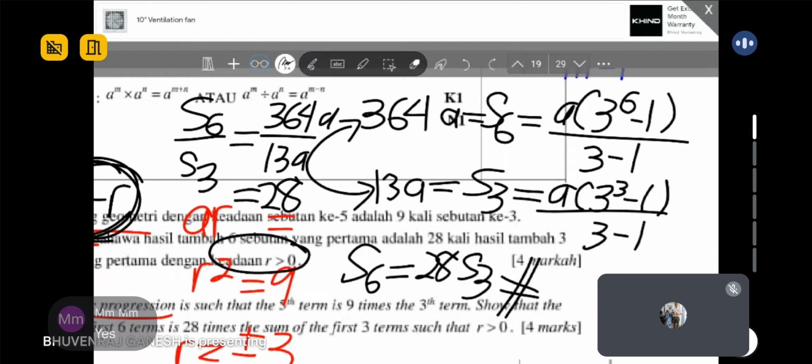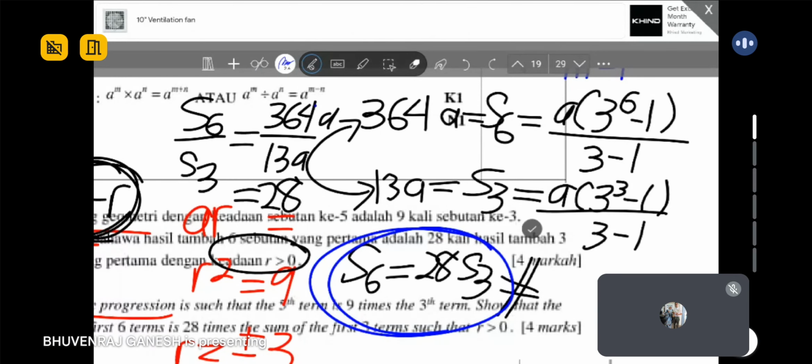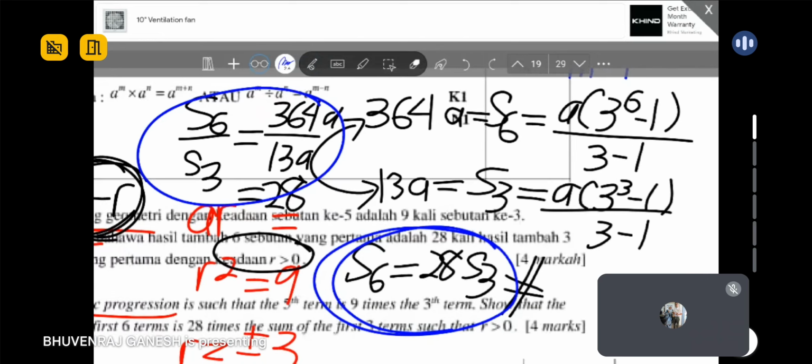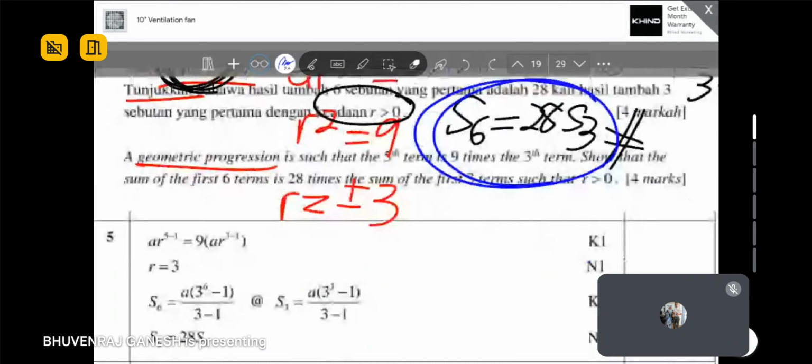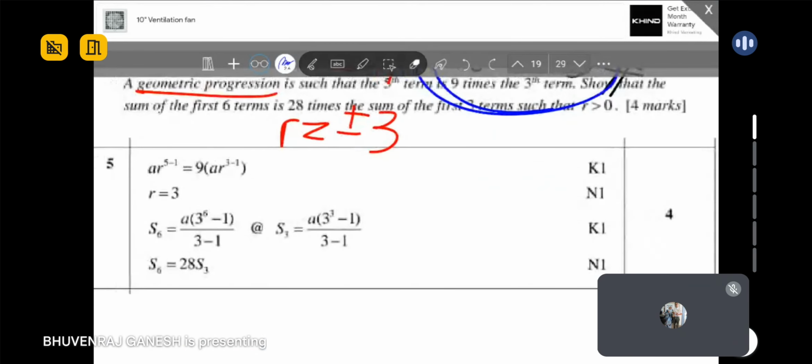Kenapa kena bahagi? Sebab saya nak dapat jawapan ni yang akhir. That's why saya buat langkah ni. Boleh faham tak? Sebab saya nak tunjukkan yang biru tu kat akhir. Okay, that's why I need to show the ratio. Saya kena tunjukkan nisbah S6 kepada S3. I show the ratio of S6 to S3. Then I can get my final answer. Okay? Alright. So this is how you can do in the exam.